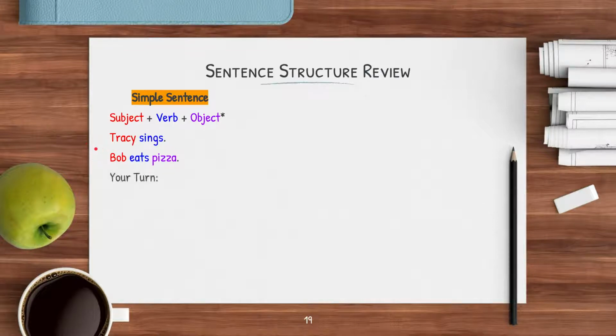So at this time, it would be your turn to take a look at this simple sentence and identify its parts. Which word is the subject? Which word is the verb? And which word is the object?